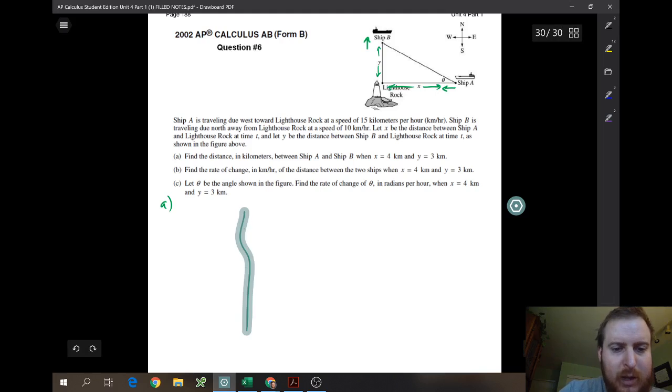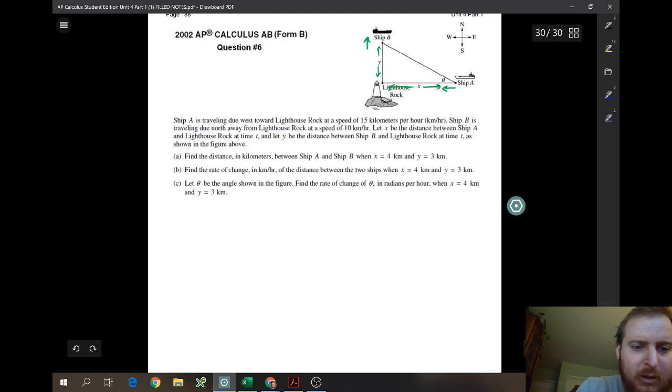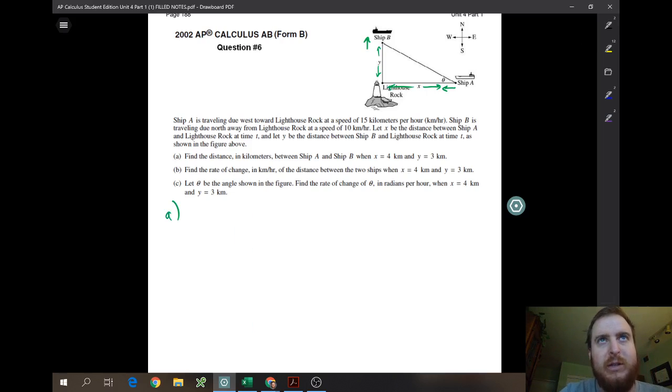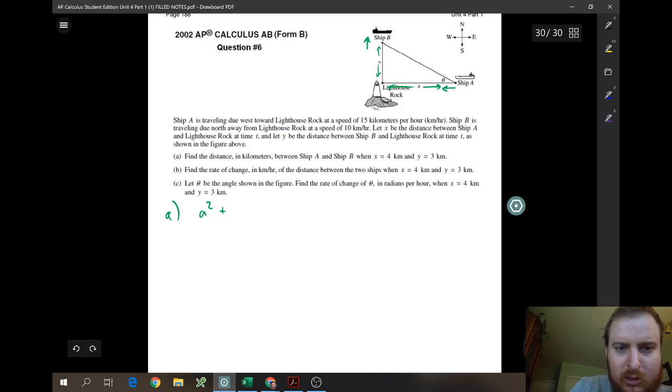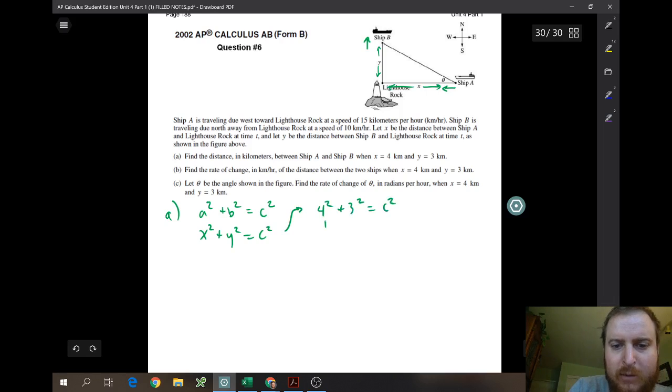Actually, A doesn't have that. A is actually just Pythagorean theorem. But when we get to B and we plug those values in, we need to make sure we're paying attention to what's negative and what's positive. So, using a squared plus b squared equals c squared for A, because they just want to know the distance between the ships when x is 4 and y equals 3. So we can call a x squared and b y squared equals c squared. That gives us 4 squared plus 3 squared equals c squared. And if you want to just jump to 5, you can, if you remember those special right triangles.